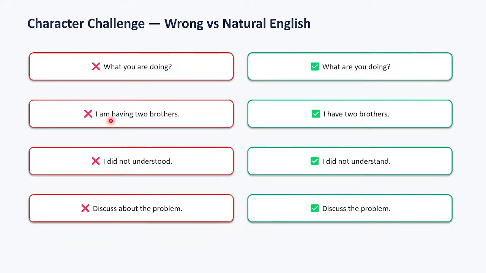It's wrong. I am having two brothers. Now see, it's completely wrong, but generally many people use this sentence. Wrong: I am having two brothers. Correct: I have two brothers. Wrong: I did not understood. With did you cannot use V2. Correct: I did not understand, V1. Wrong: Discuss about the problem. Correct: Discuss the problem. Okay.